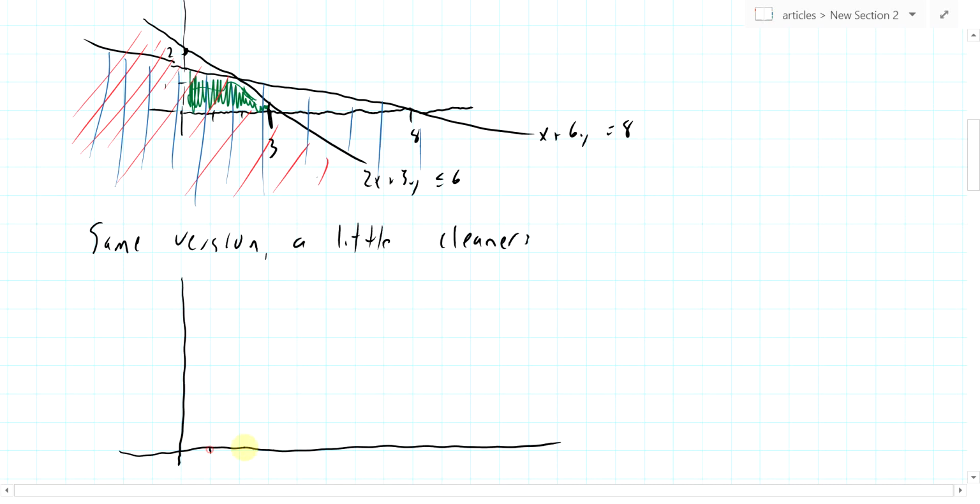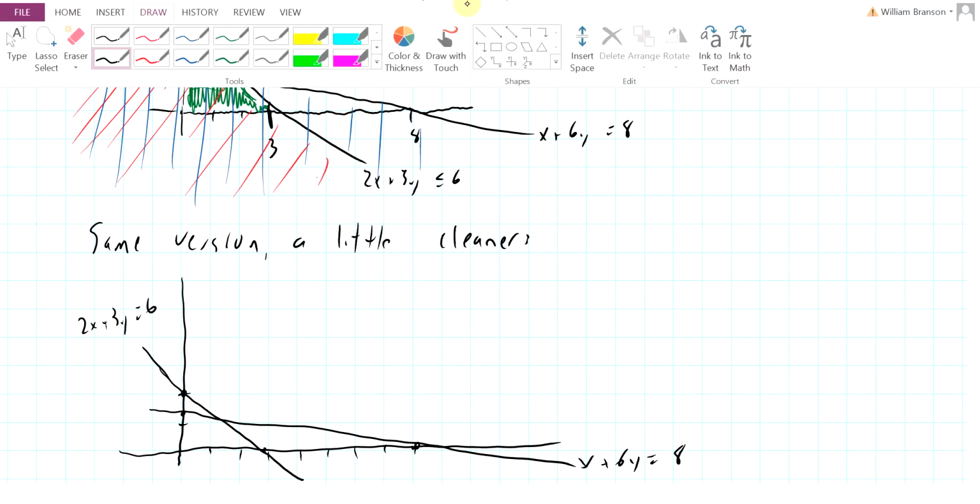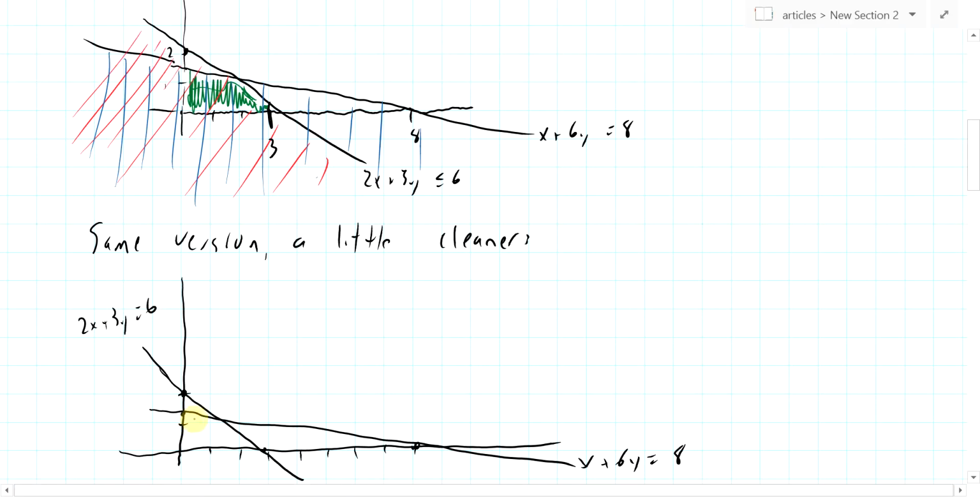one line, 1, 2, 3, 4, 5, 6, 7, 8, with intercepts at 8 and 4/3. So that's x plus 6y equals 8, and one line with the intercepts at 3 and 2. So there's 2, and there's 3, and so this line is 2x plus 3y equals 6. And what we found is that the region that we're interested in, if we go back to our green pen, is this one. Right? Because it's on the correct side of both of the two lines.